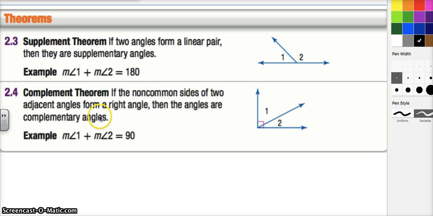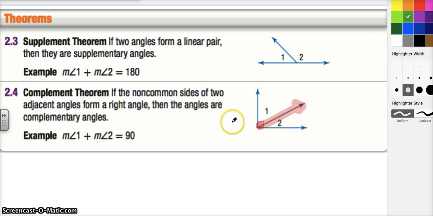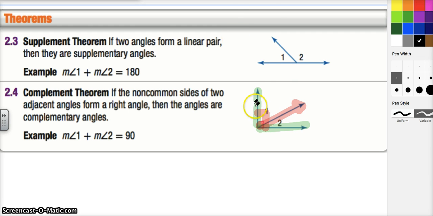And here we're going to have a similar idea with complementary angles. So if we have a situation where the non-common sides of two adjacent angles, that was a mouthful. So here are two angles that are adjacent. Adjacency means they share a side, so that's what makes them adjacent. And if the two non-common sides, this one over here and this one over here, form a right angle, as we see it does, then the angles are complementary.